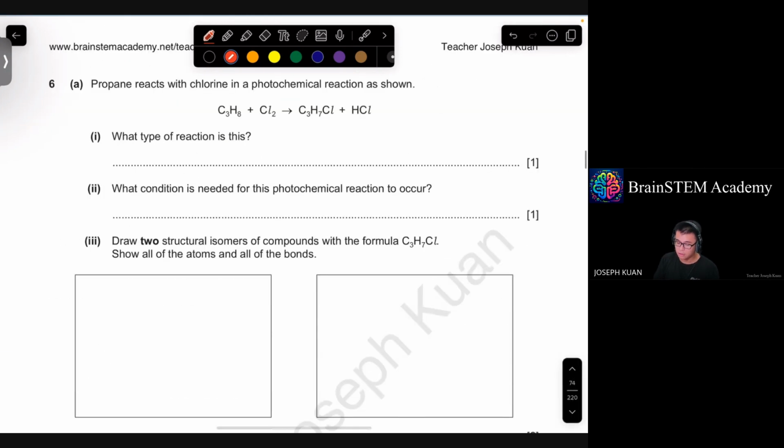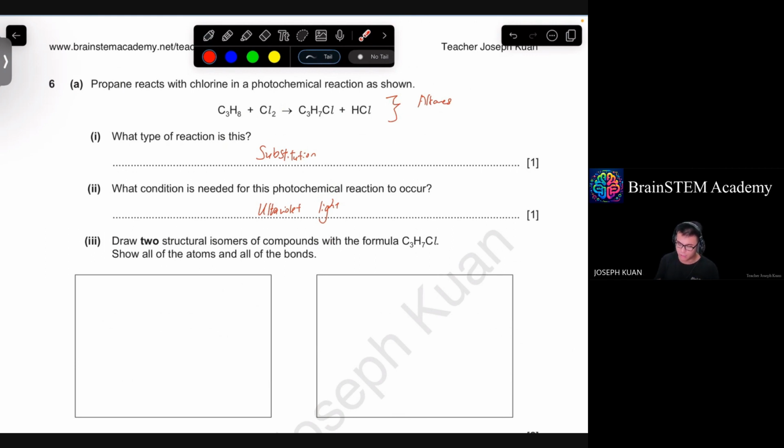Now, next question. Propane reacts with chlorine in a photochemical reaction as shown. What type of reaction is this? This is substitution. Not to be confused with displacement. Displacement is a different reaction. If we're talking about alkanes, that it gets substituted by halogens, that's actually a substitution reaction. What condition is needed? Ultraviolet light. You can't just give me light, you have to give me UV light. It doesn't work under normal light.